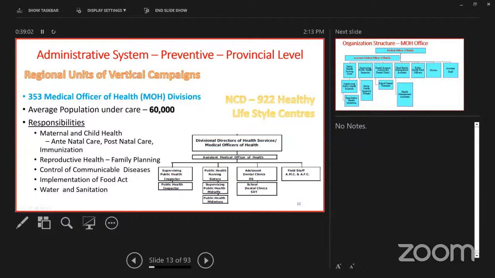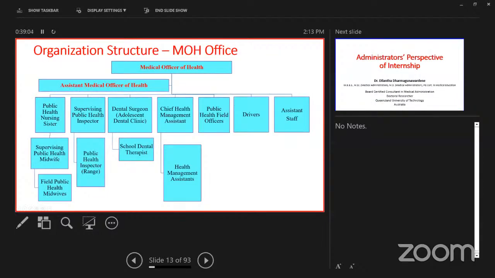Then this is the organization structure of the MOH office. The higher level is the Medical Officer of Health, then the Assistant Medical Officer of Health. As I told you, there is the nursing arm for family planning, reproductive health, and maternal and child health: the public health nursing sister, supervising public health midwives, and field public health midwives. Then there is control of communicable diseases and water and food sanitation.